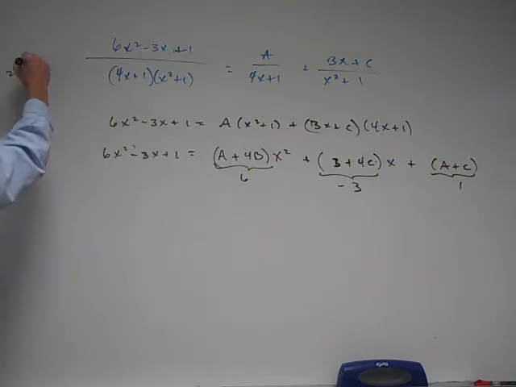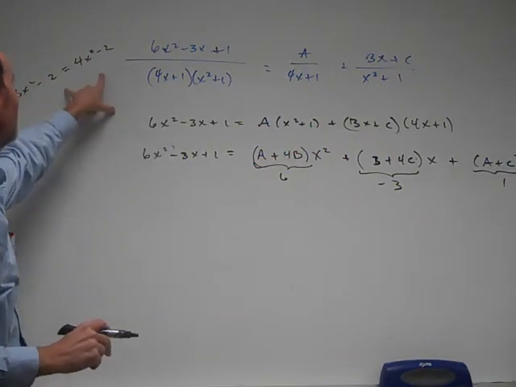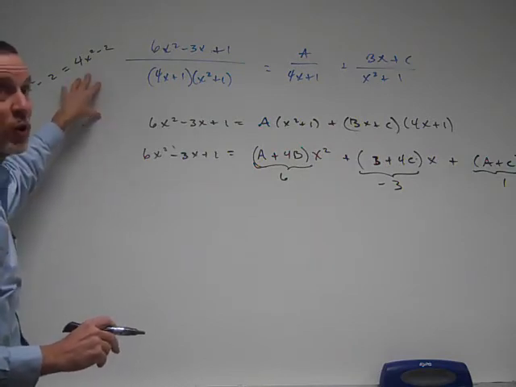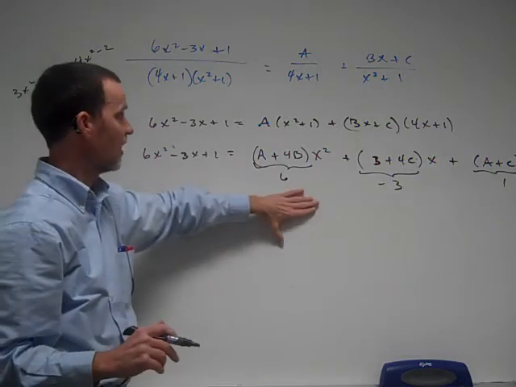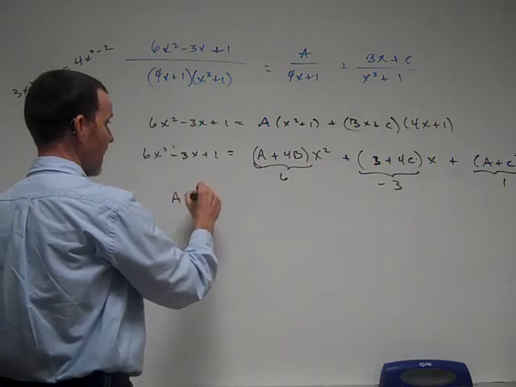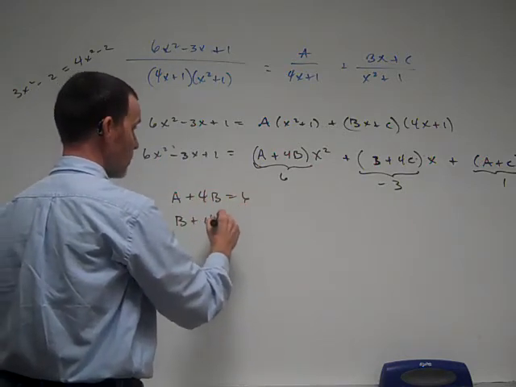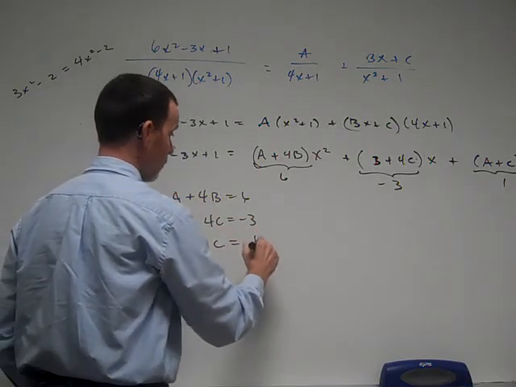3x squared minus 2 equals 4x squared minus 2. That can't be, there may be some values of x for which it's true, but it can't be the same parabola. So, combining, mixing and matching here, a plus 4b has to be 6, b plus 4c has to be -3, and a plus c has to be 1.